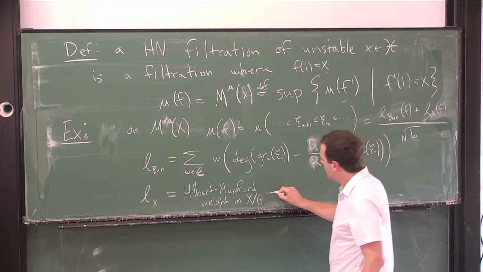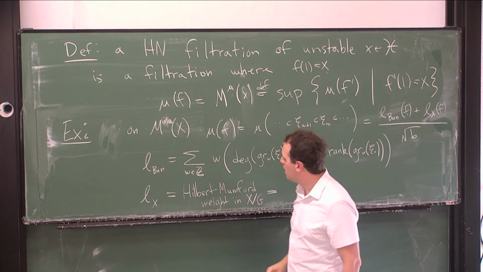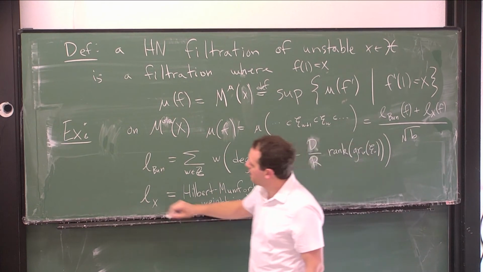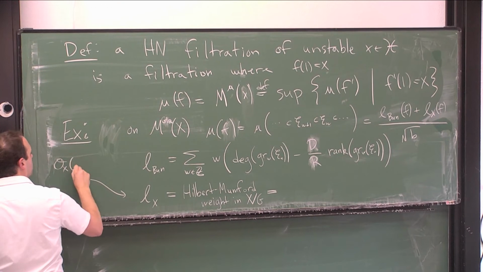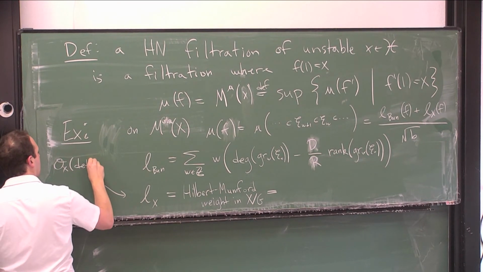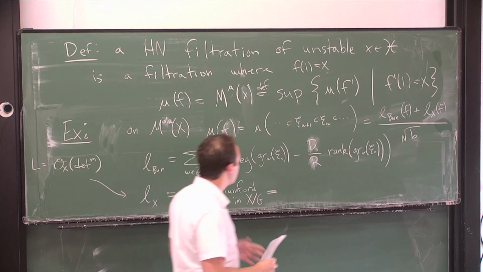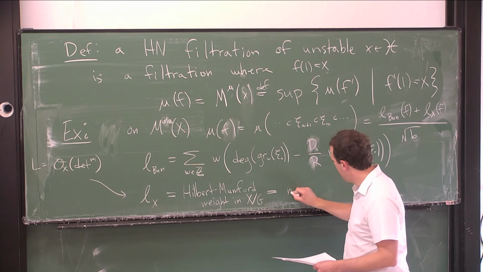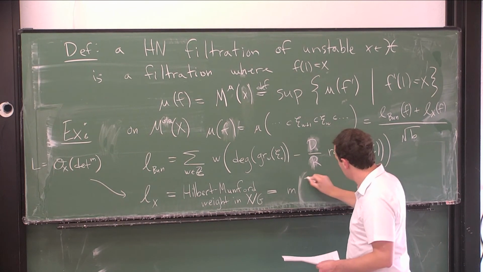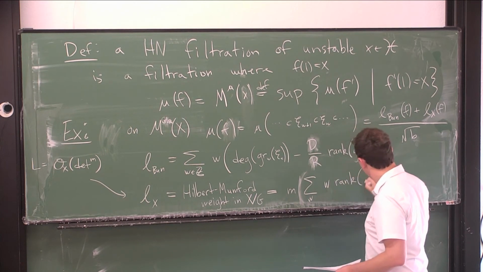But in this case, let's say my group is GL_r, and let's say that I linearize my action by just O_X tensor the character determinant to the M. If I linearize my action by some line bundle, that's part of the input to GIT. Then the Hilbert-Mumford weight here is just going to be M times the sum over w of w times the rank of gr_w.